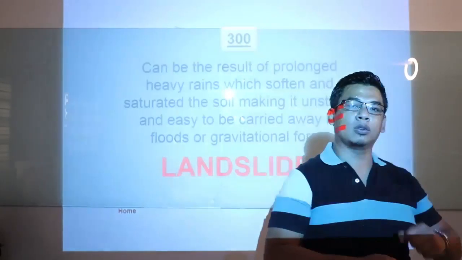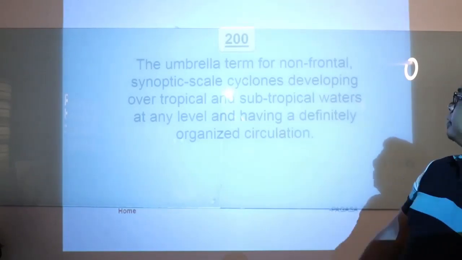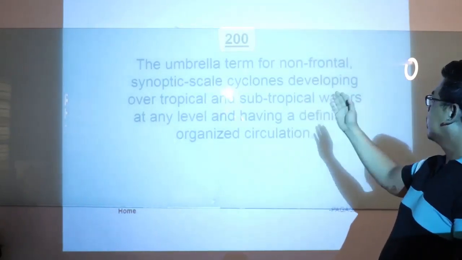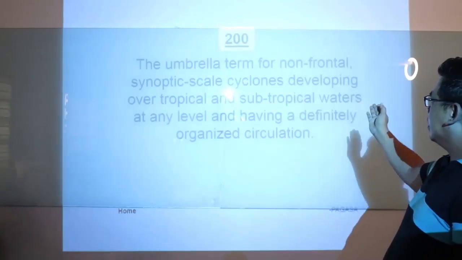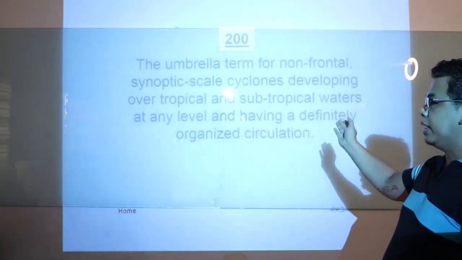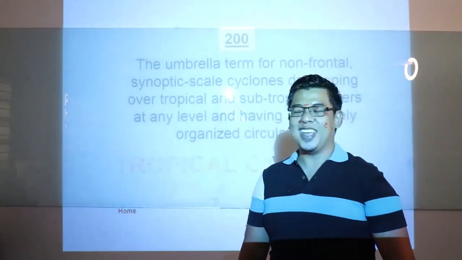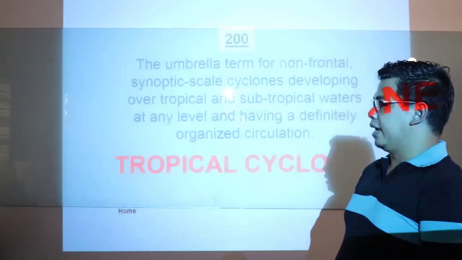And then for the last question, it is what we call an umbrella term for non-frontal cyclonic scales. Cyclones developing over tropical and subtropical waters at any level and having a definitely organized circulation. 3, 2, 1. The right answer is tropical cyclone.